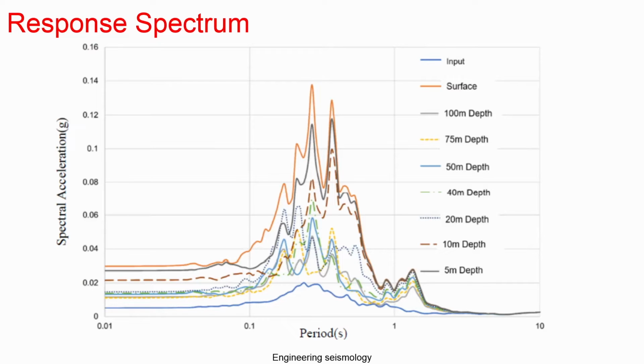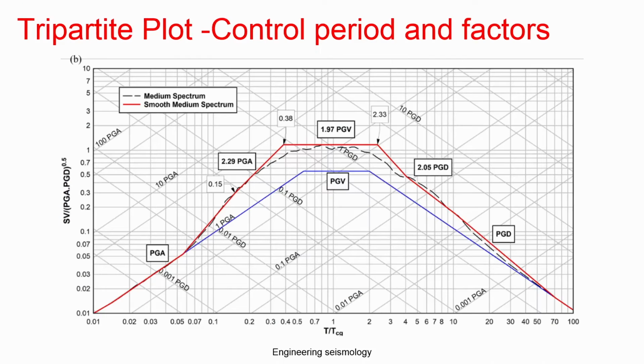Then we have seen that the response spectrum is a single ground motion response of single degree of freedom structures. If you want to have multiple ground motions in the effect of design, one can go for the design spectrum in the tripartite plot. This also we have discussed in detail.